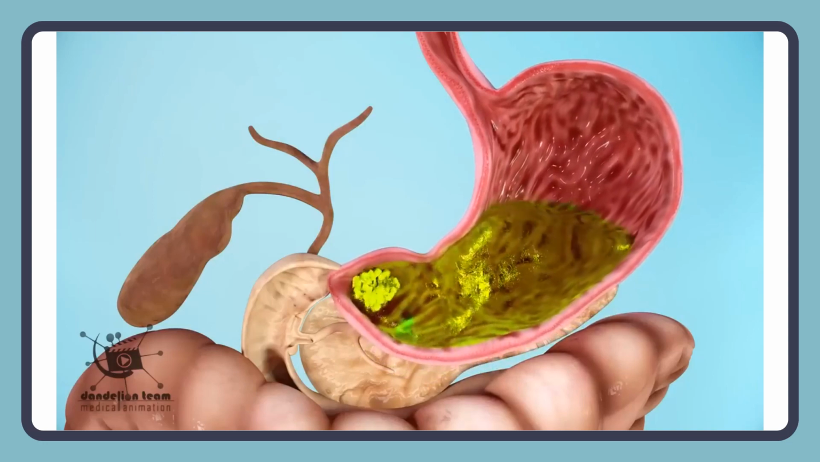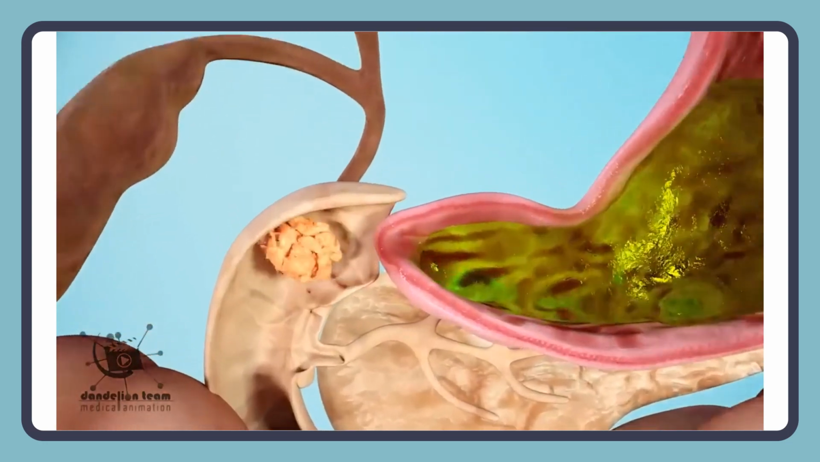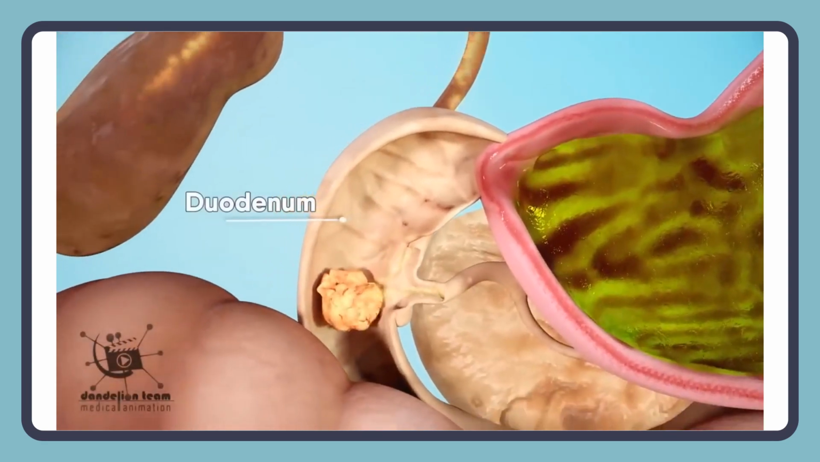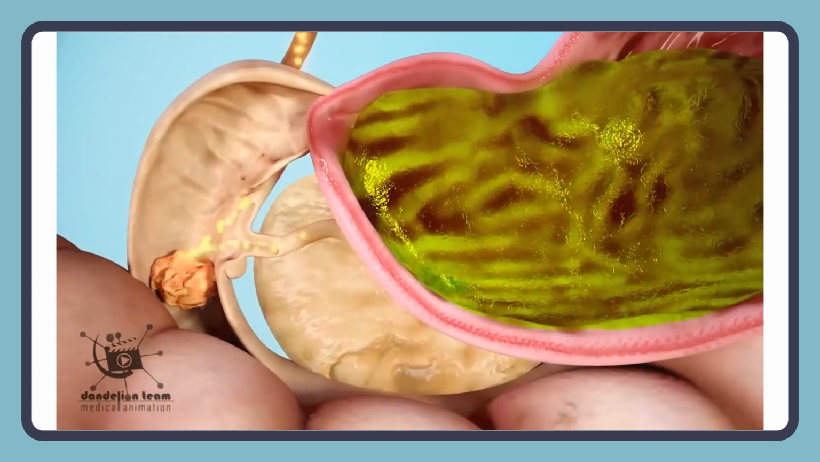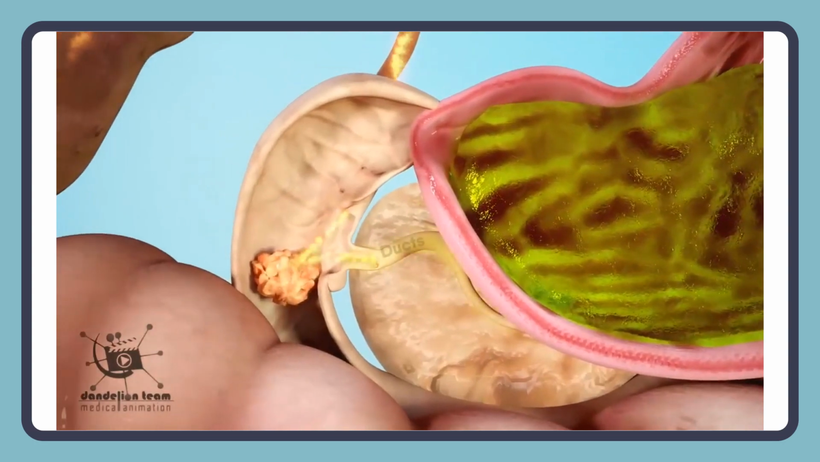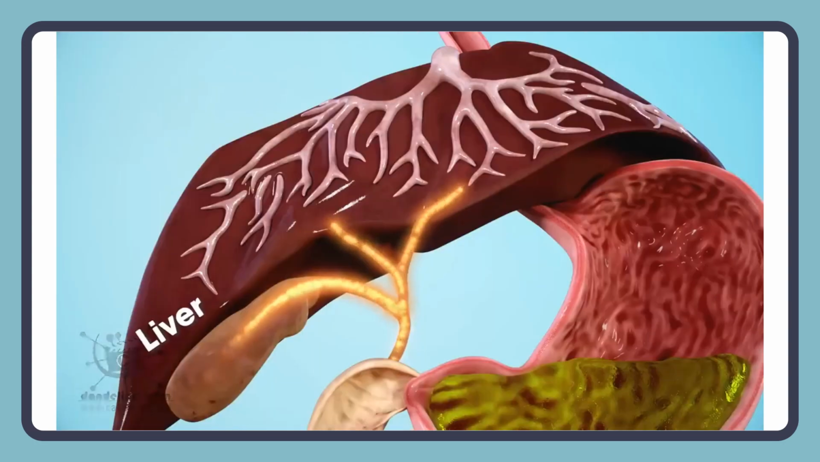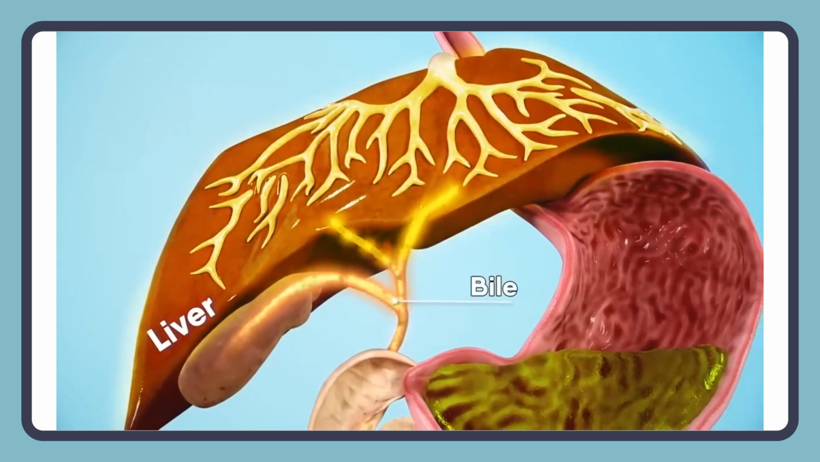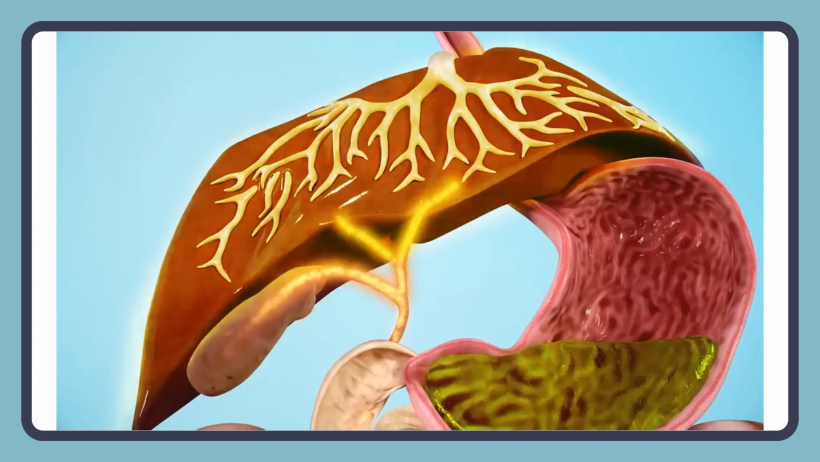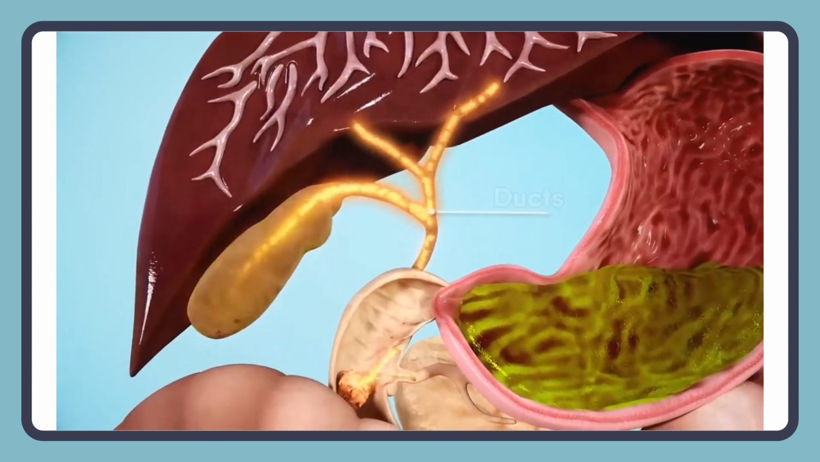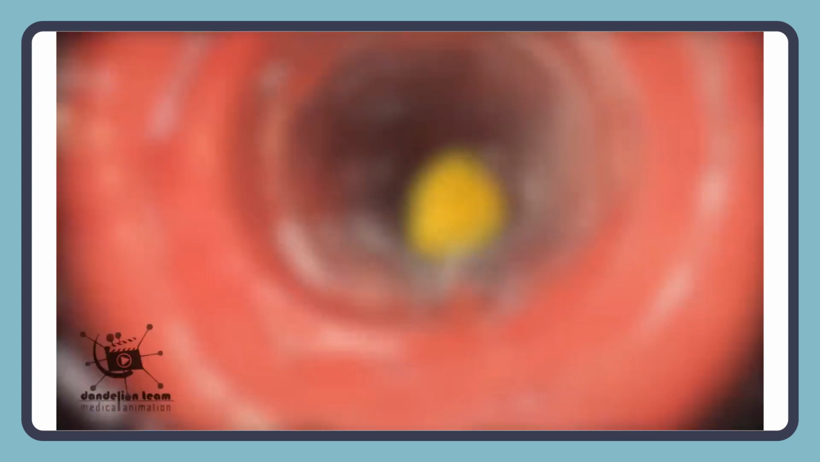Then, the stomach slowly empties this semi-fluid composition called chyme into the first section of the small intestine, called the duodenum. The pancreas makes enzymes that break down carbohydrates, fats, and proteins and delivers them to the duodenum through small tubes called ducts. The liver makes a digestive juice called bile that helps digest fats and some vitamins and stores it in the gallbladder. When you eat, your gallbladder squeezes bile through the ducts into your duodenum.